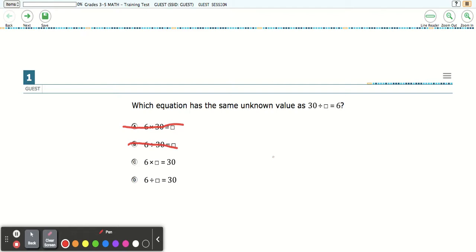This is when you have to just try to think about, okay, which one makes more sense? 6 times something equals 30? Well, that's a little confusing because right here it says it's a division problem, right? And then it says 6 divided by something equals 30. Well, guys, do you know any number sentence where you can take 6, divide it by a number, and get something larger than 6? No. So we are not going to use that choice, which means the only one we are left with is option C.